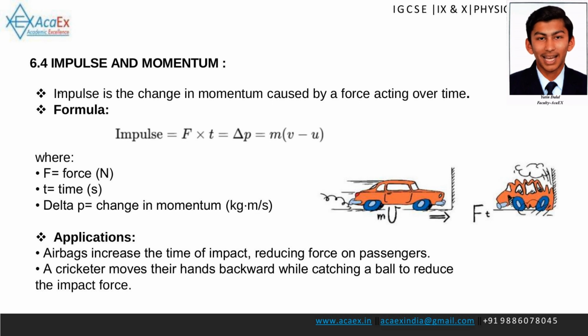Impulse and momentum. Impulse is the change in momentum caused by a force acting over a period of time. The formula is impulse equals F multiplied by t, which also equals the change in momentum, delta p, calculated as m multiplied by the change in velocity, v minus u, where F is the force in newtons, t is the time in seconds, and delta p is the change in momentum. Applications. Airbags in cars increase the time of impact, which reduces the force on passengers. A cricketer moves their hands backward while catching a ball to increase the time of impact and reduce the force.